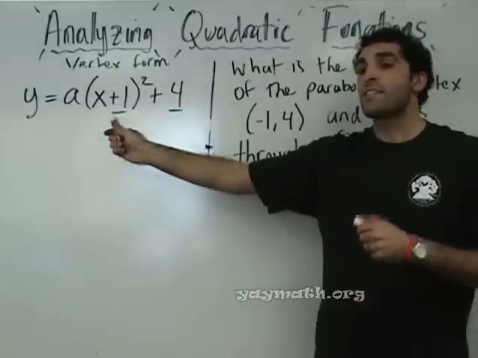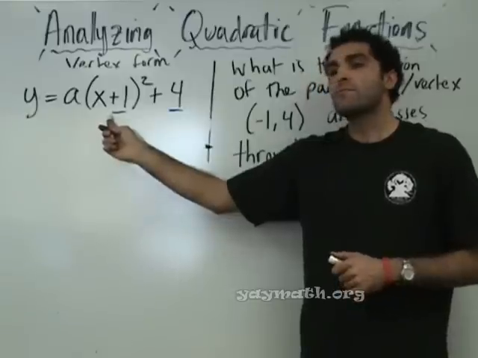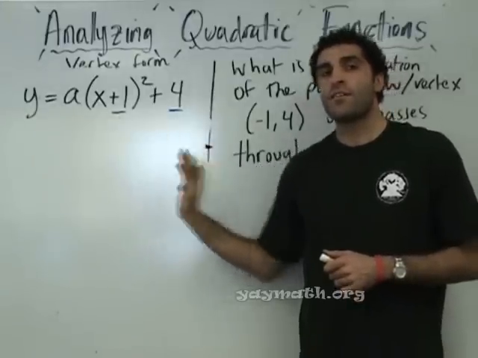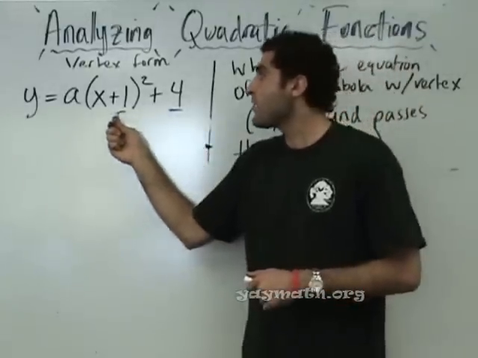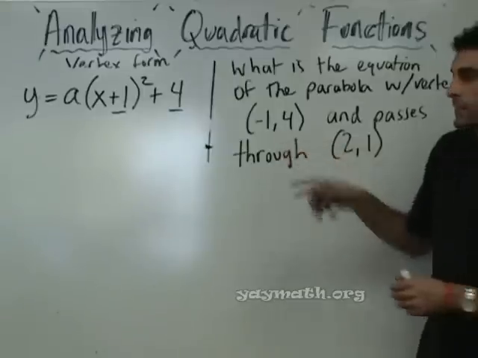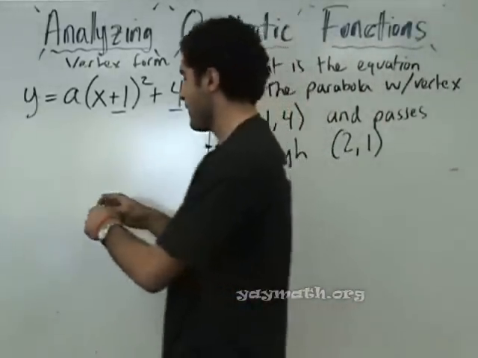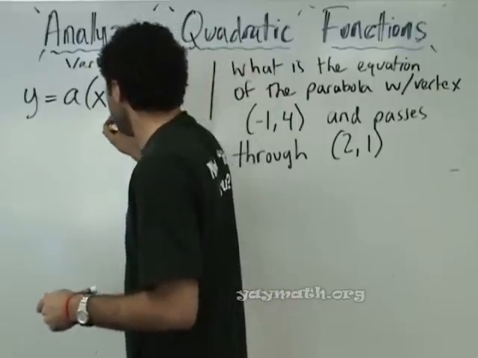Remember, when we looked at this at the beginning, and in the previous problem, you said, oh, left 1, so you go this way. Then, oh, up 4. So if we go left 1 and up 4, that's this point. Let's graph the point. Let's start it off.